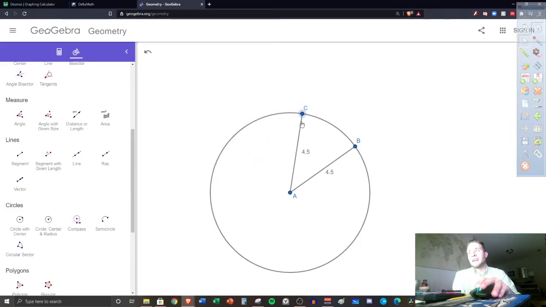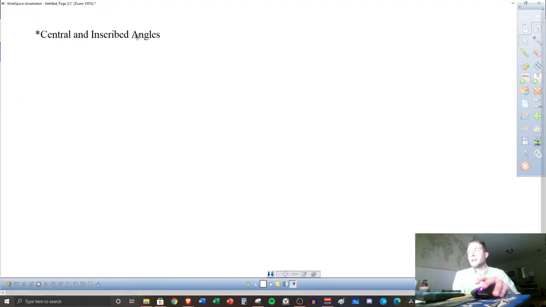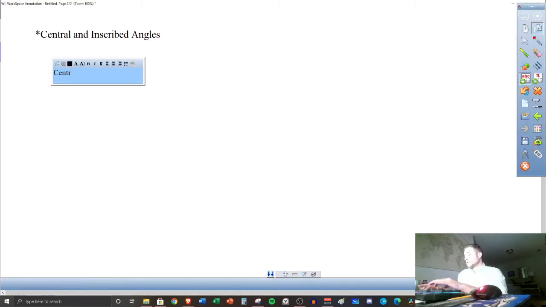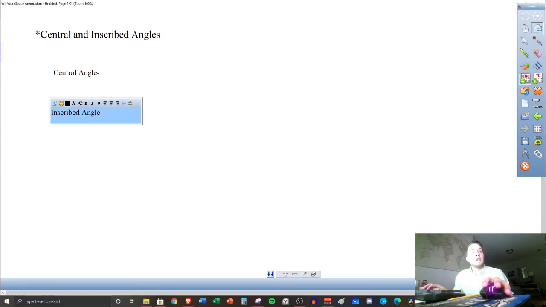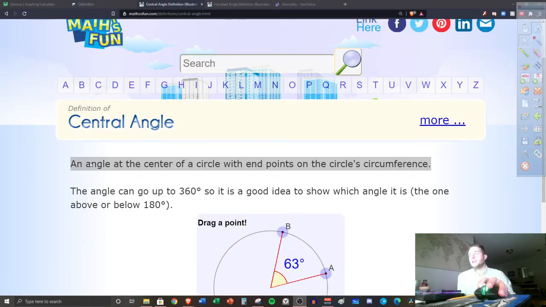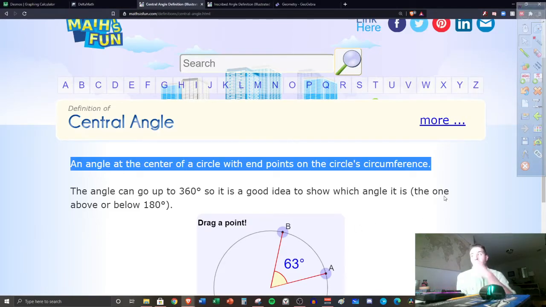Okay, we need to write down our definitions that we started. So let's go ahead and write this: central and inscribed angles. We're going to start with the central angle definition, and then we're going to do the inscribed angle definition. We're going to talk about the difference between both. So I'm going to get a definition pulled up for us. First definition is of a central angle: an angle at the center of the circle with endpoints on the circle's circumference. I'm going to pause and let you write that.